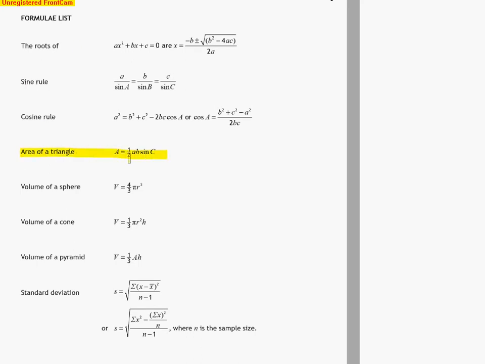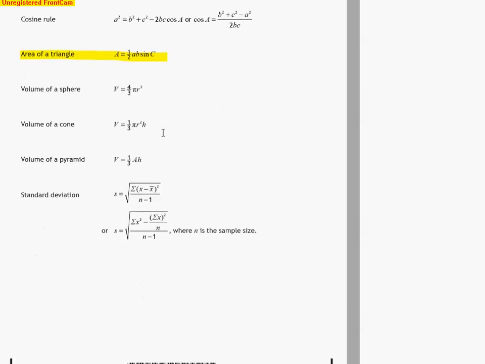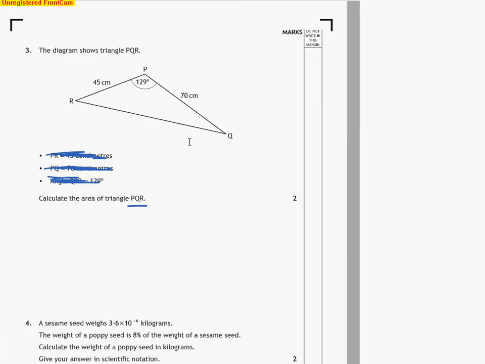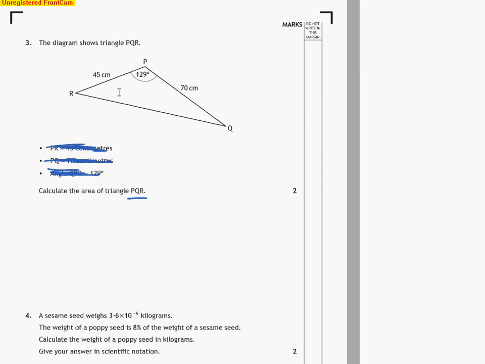The area of a triangle, half AB sine C, okay? So that's really good. So we don't have to even remember that. We just have to know that it's there. So if we see this triangle with an angle and lengths, we shouldn't get stressed out. We should think, okay, well, the equation is going to be there. I'm going to use it. So we know the area is a half AB sine C.